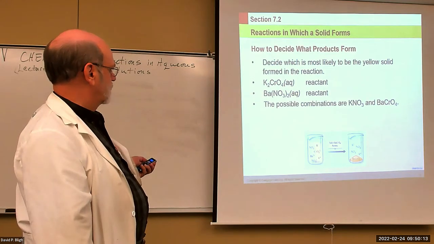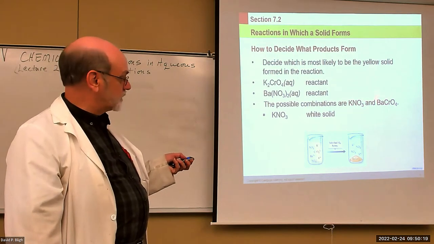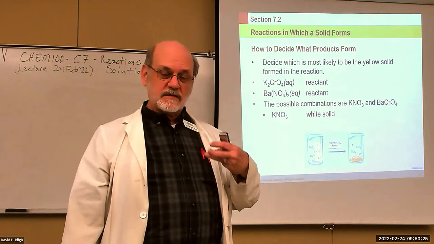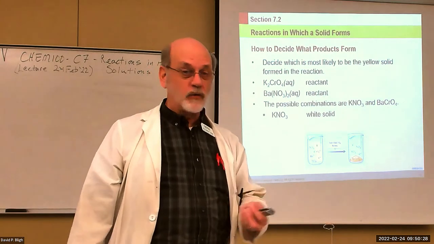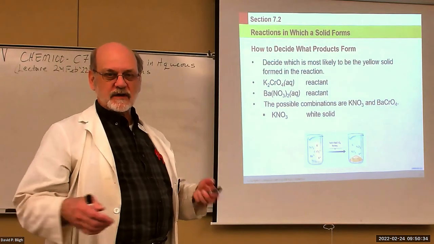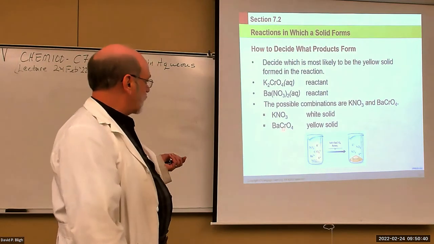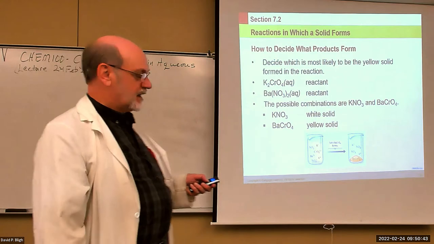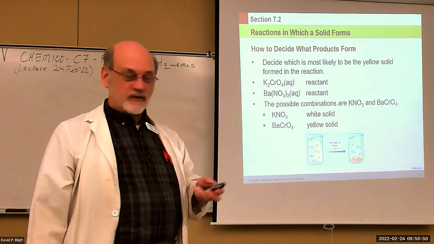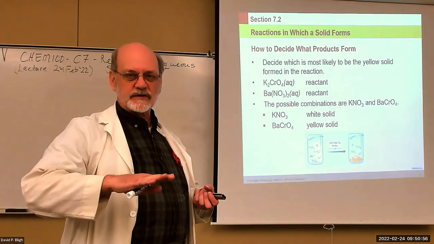Okay, two reactants. Possible combinations are, I already mentioned that one's soluble. This one forms a solid. Now, if potassium nitrate were on the table with no water, it would be a white solid. But in solution, it completely disperses. Potassium ions, nitrate ions are separate from one another. Barium chromate is a yellow solid. And since it forms in the solution as a solid and precipitates, we see it as the yellow solid, which eventually settles to the bottom of the solution, and you have that.